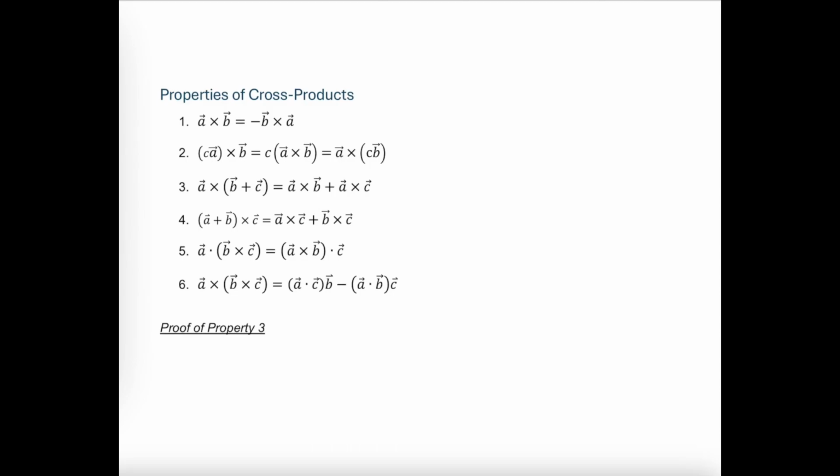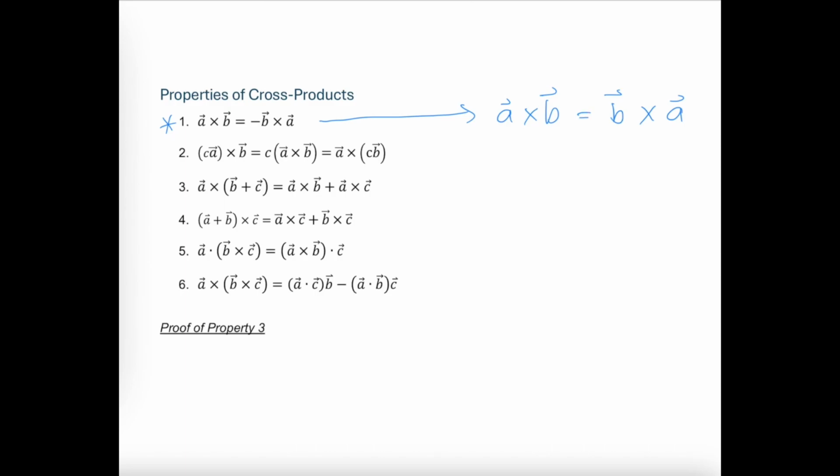In this video, we are going to discuss the properties of cross products. And as you can see, there are several. Let's make note of this first one here. We've discussed already that the cross product between two vectors is not commutative. That means that A cross B is not the same thing as B cross A.